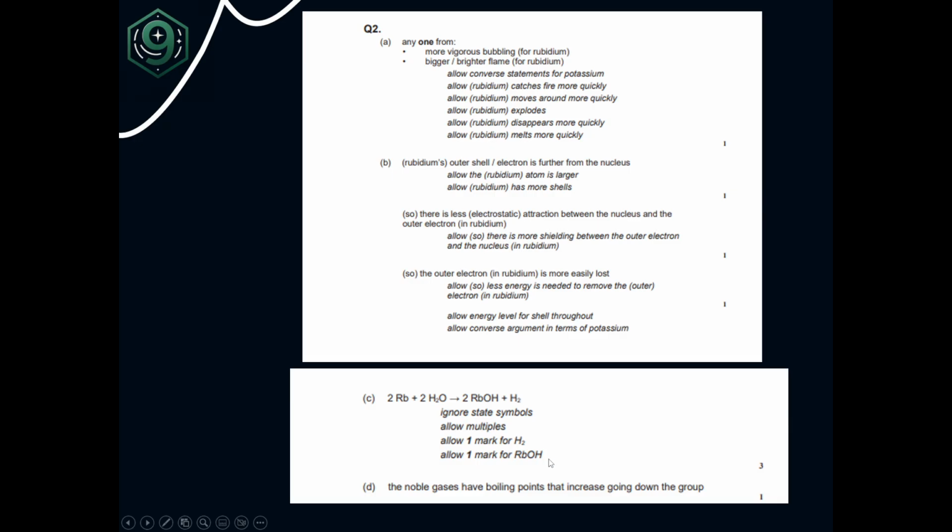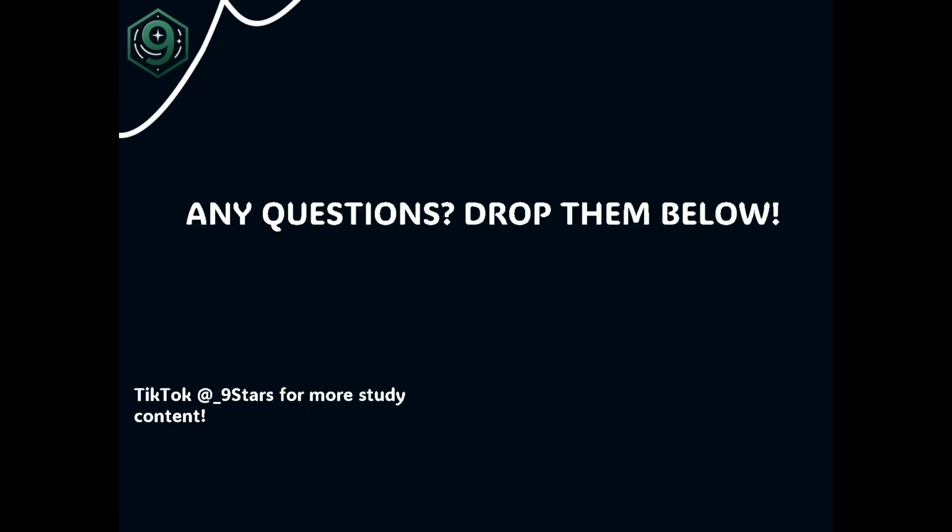This is the balancing equations question. This comes up a lot in quantitative chemistry topic 3, but this is the correct answer. If you haven't got this correct, I will explain how to do this in a future video. And number D, the multiple choice, was the noble gases have boiling points that increase going down the group. Great. So, and that's the end of topic 1, atomic structure and the periodic table.